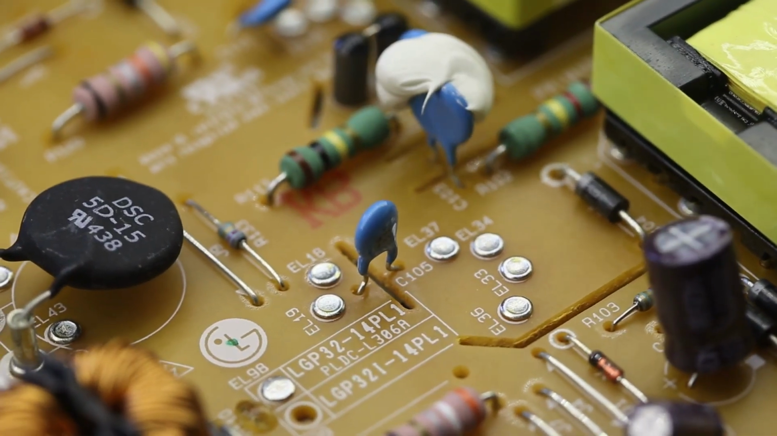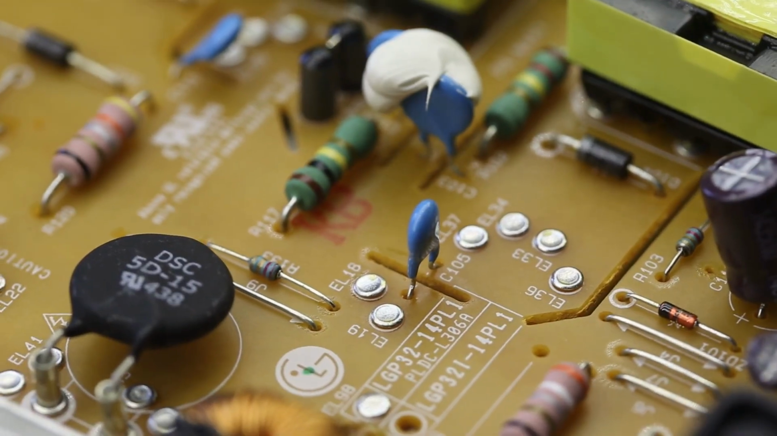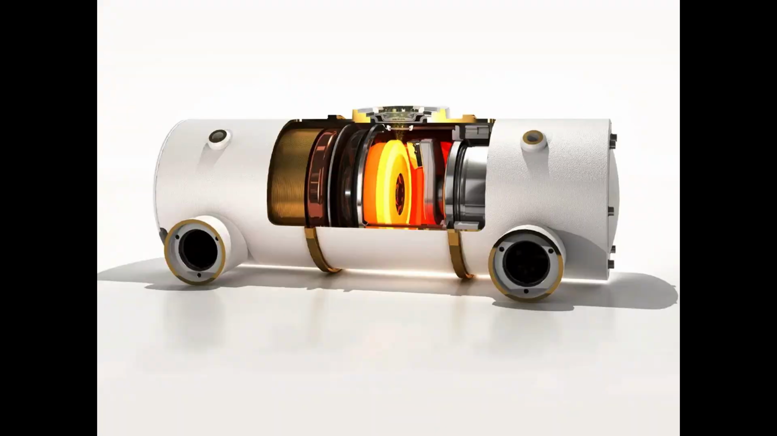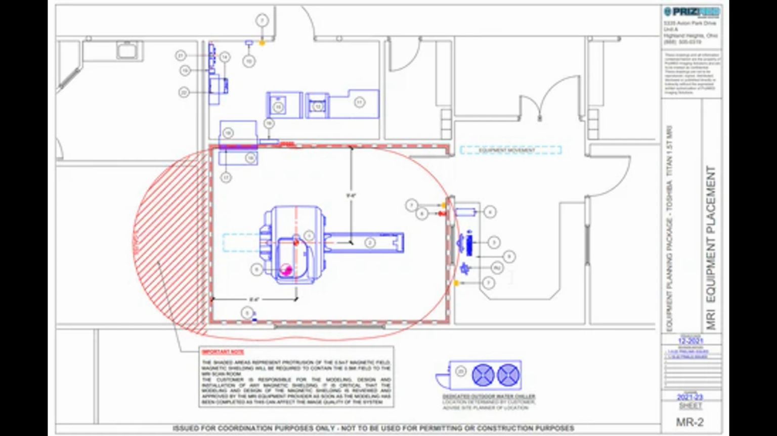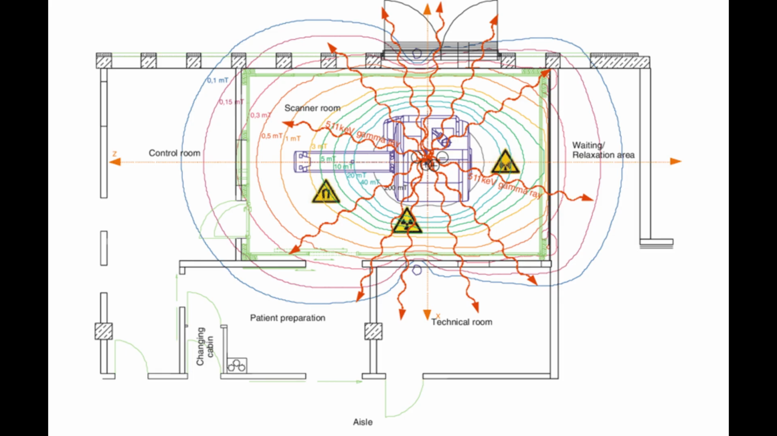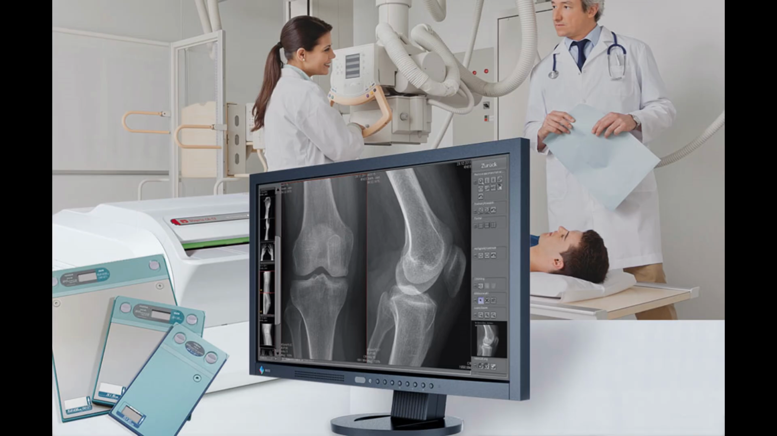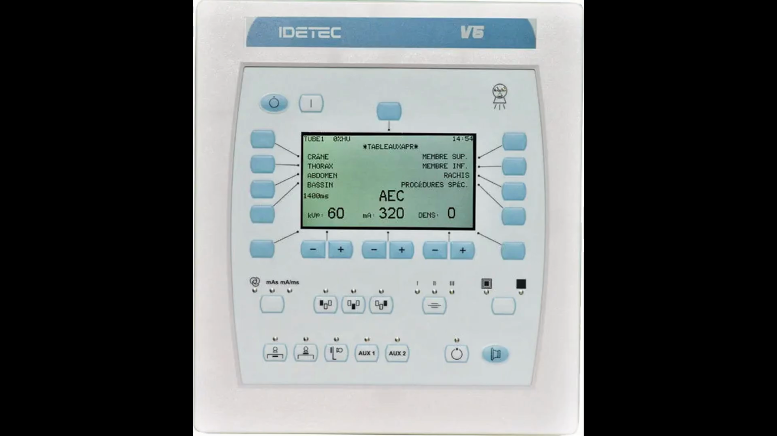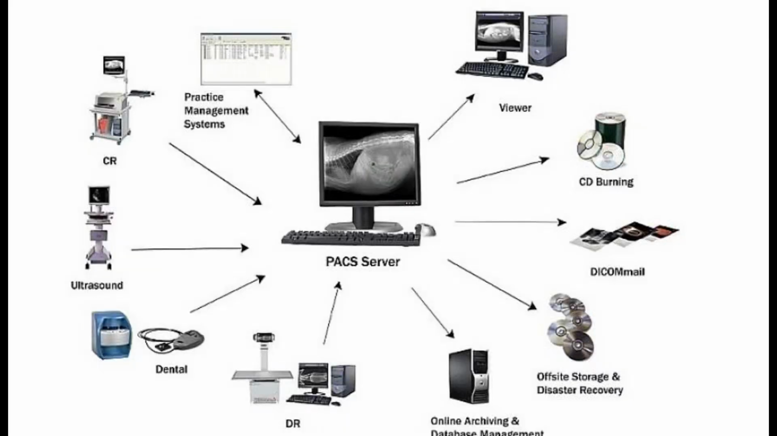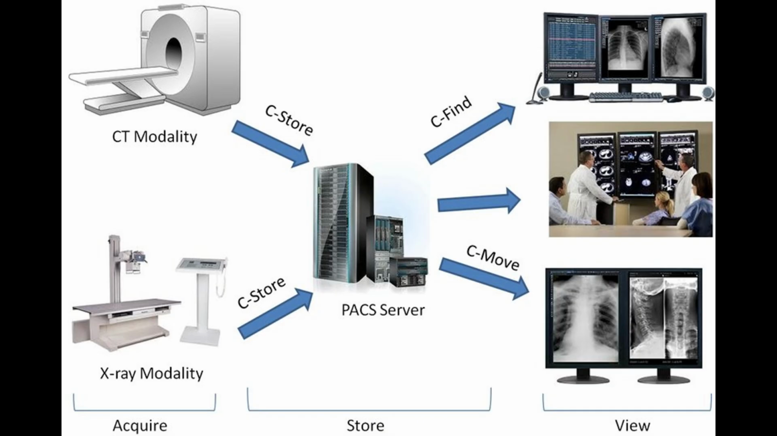Two, electrical and electronic components, such as generator, tube, cables, high-voltage circuits. These components are responsible for generating, controlling, and transferring the energy required to produce X-rays. Three, control and software components, such as device console, exposure systems, including AEC, IT systems like PACS and RIS. These sections handle the management, storage, and processing of images.